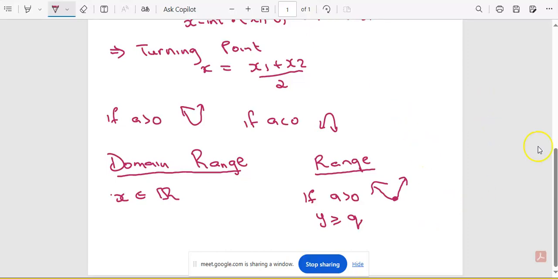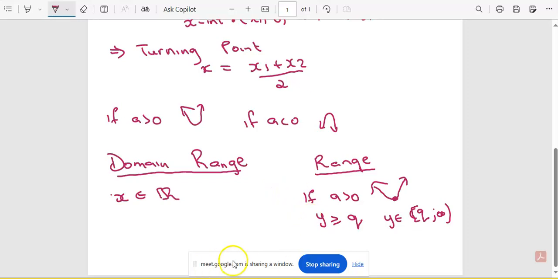Yes, sir. Then we can also write this range as what? We can also write this range as y must be an element of from q, which is not included, greater or equals to is fine, it's included. Therefore, from q all the way to positive infinity. That's how you can write your range.